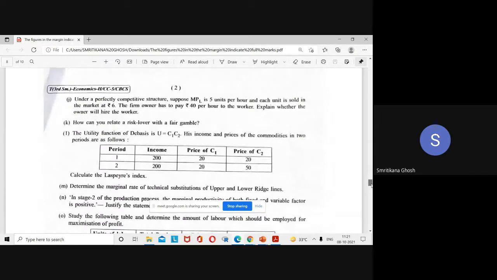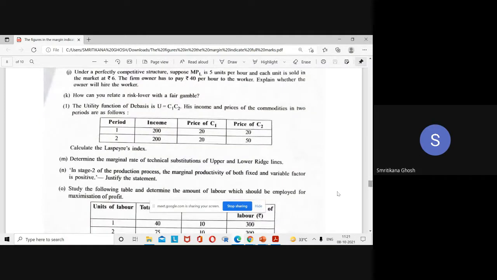Acha. Competitive market, you don't know what is competition. Risk lover, how can you relate a risk lover with a fair gamble? This is uncertainty. Utility function is there. Calculate Laspeyres index. Look, one Laspeyres index question is there.